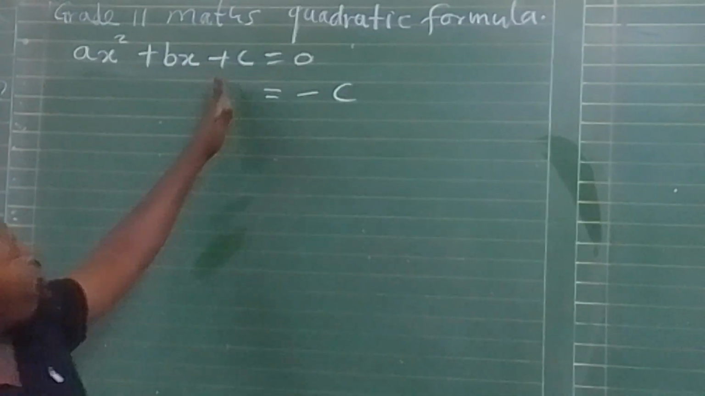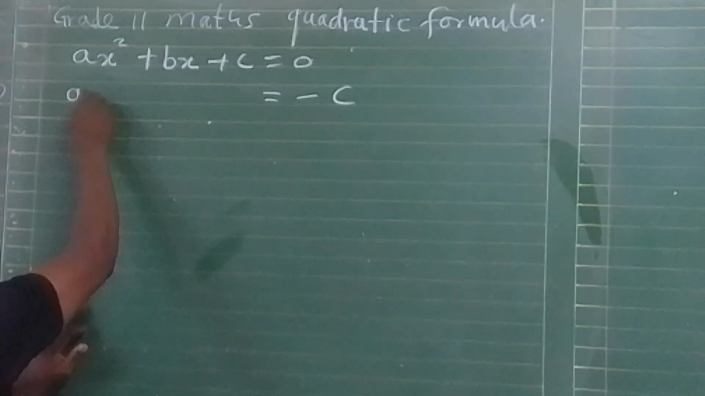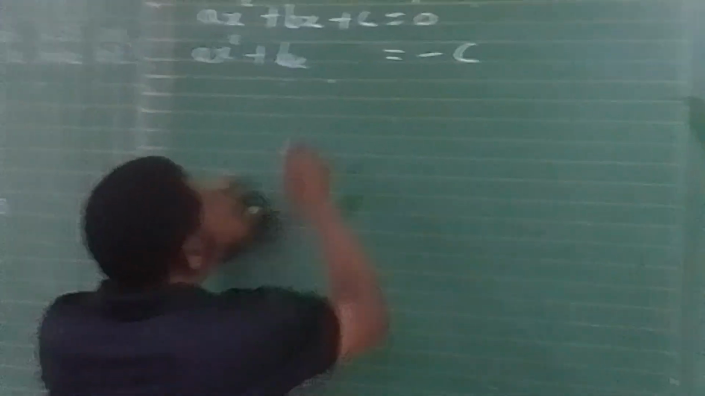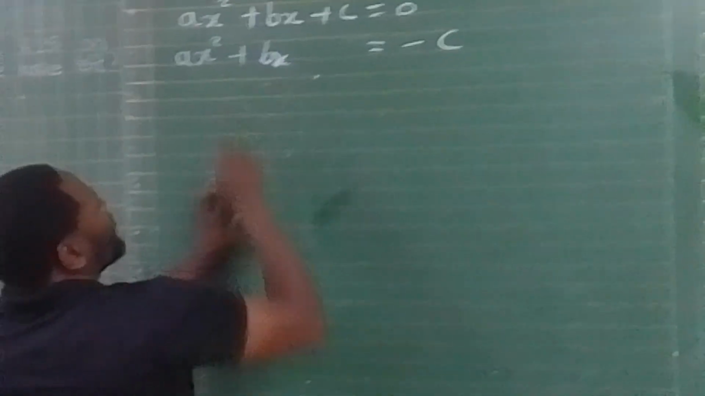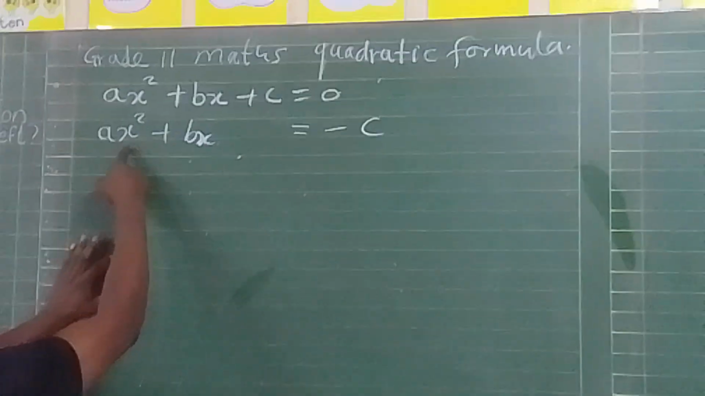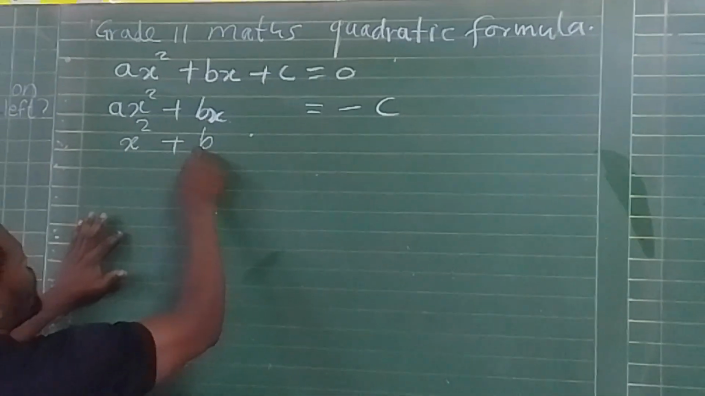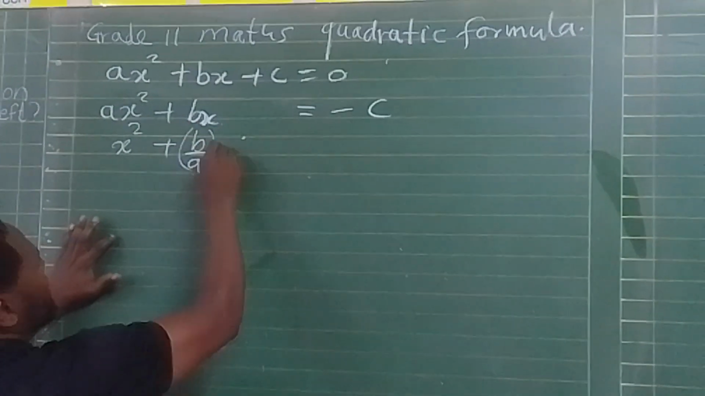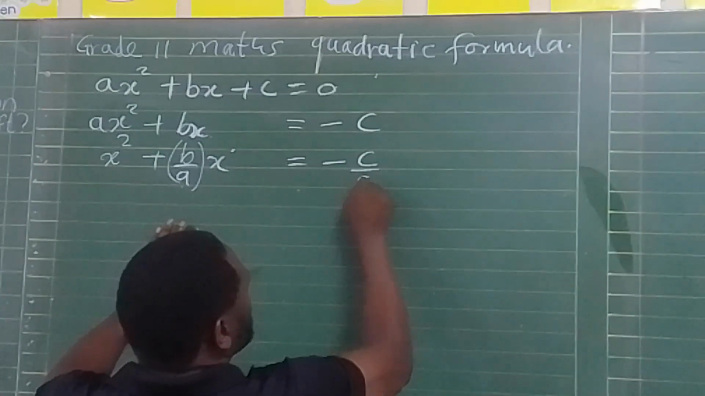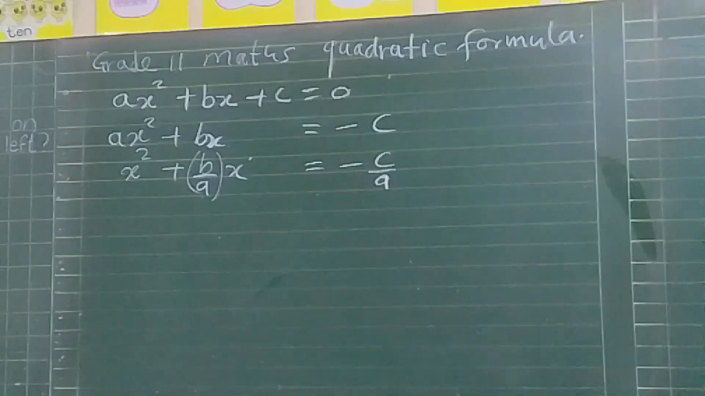Before you do anything, you take the constant to the other side of the equation, on the right hand side. You are left with ax squared plus bx. Now from here, we are going to divide by a. If you divide by a, you are going to be left with x squared plus b over a x, which is equal to minus c over a. What you do on the left hand side, you must do on the right hand side.